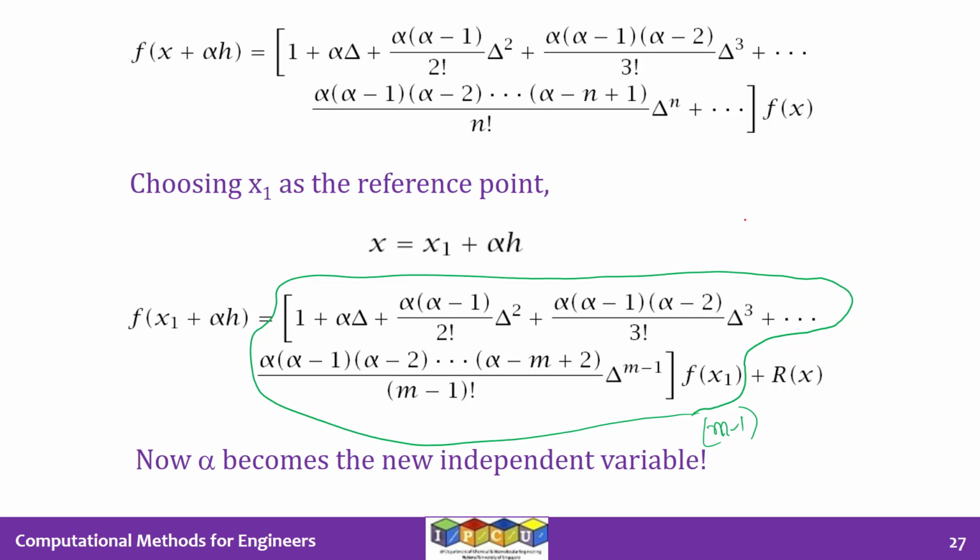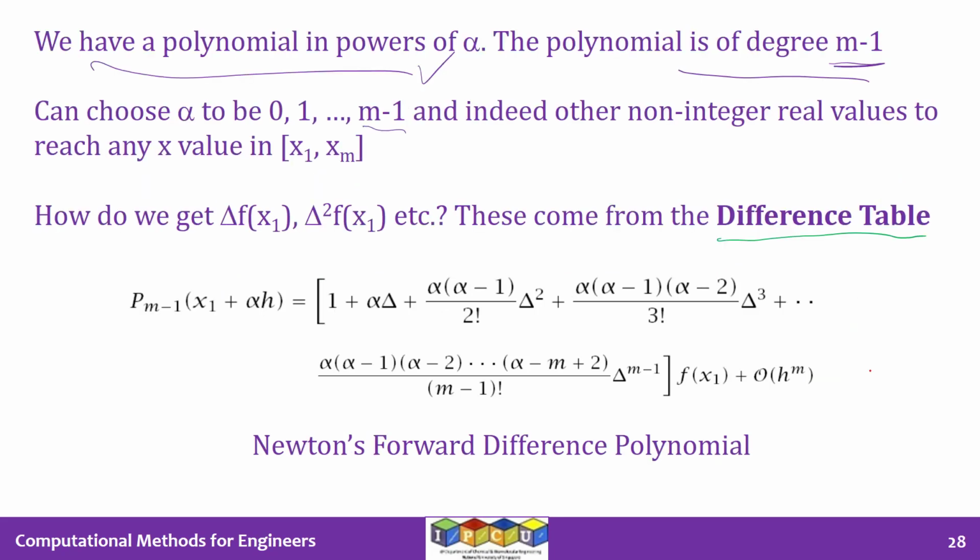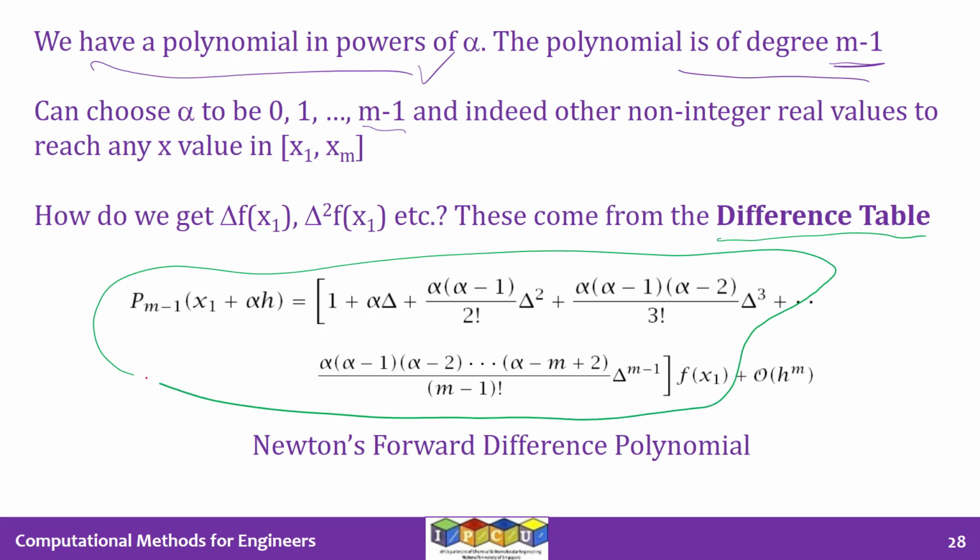So this is the functional approximation, the one that I have circled in green. That would be the functional approximation. So we can denote this by Pm minus 1 at x1 plus alpha h. And if you add the residual to it, you're going to get the true value of the function at x1 plus alpha h. So this one that I have circled in green will give us the approximate value of the function at x1 plus alpha h. So I hope this makes sense to us.